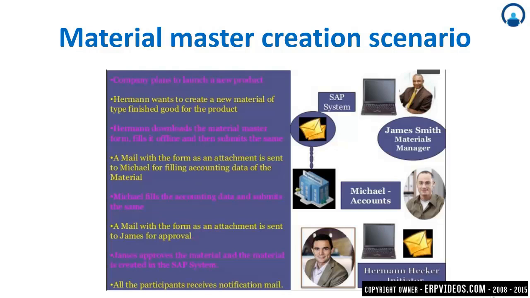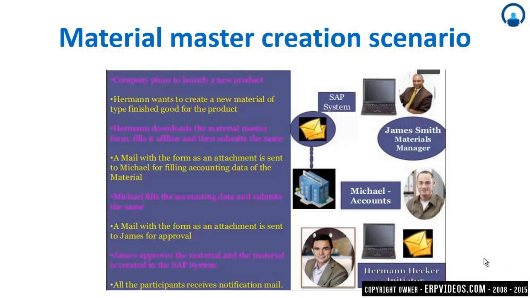First he will create a new material with the details required for that product. Then he will fill the form offline and submit the form to that portal. After that, a mail with that form as an attachment will be sent to the accountant for filling in the accounting details of that material. That accounting data will be filled in by the accountant and submitted again to the portal.